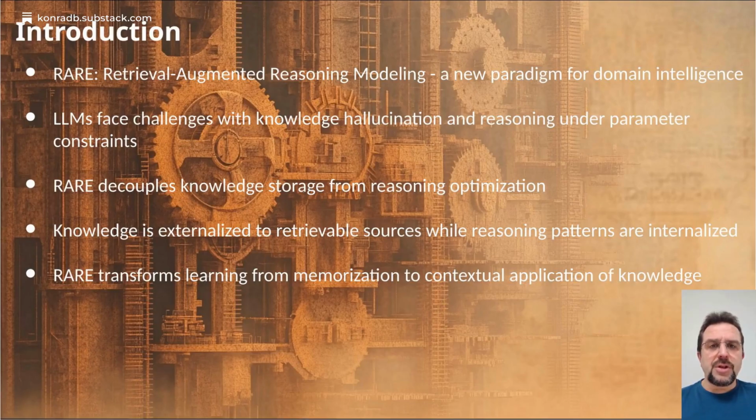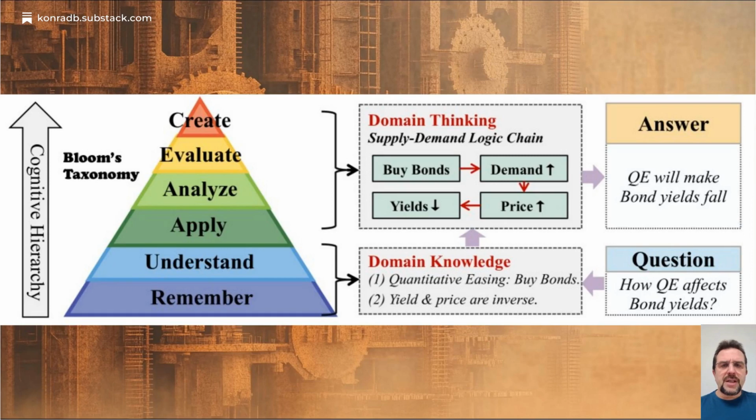By separating knowledge storage from reasoning development, RARE addresses the twin challenges of knowledge hallucination and inefficient reasoning that plague current models, especially in specialized domains like medicine. Figure 1 shows how RARE connects to educational theory through Bloom's taxonomy. The pyramid represents cognitive skills from basic memory to advanced creation.